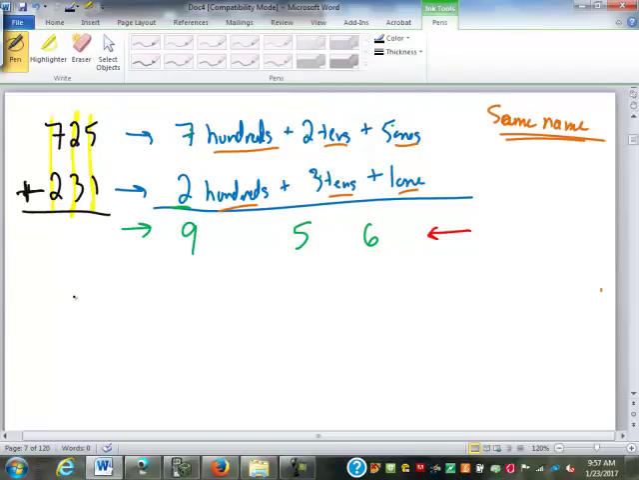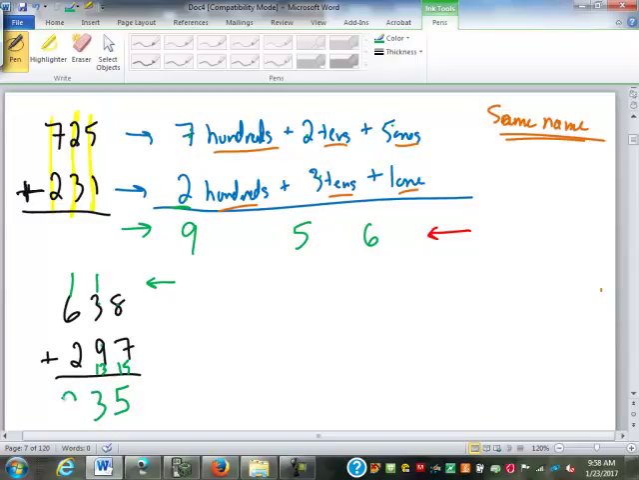If I have something like 638 plus 297, we would start on the right and work our way back to the left in case we have to carry. 8 and 7 makes 15. Well, we can't have 15 in that place value, so what do we do? Yeah, we drop the 5, we keep the 5, and we carry the 1. 1 and 3 is 4, plus 9 is 13. So again, keep the 3, carry the 1. 1, 6, and 2 makes 9, 935.